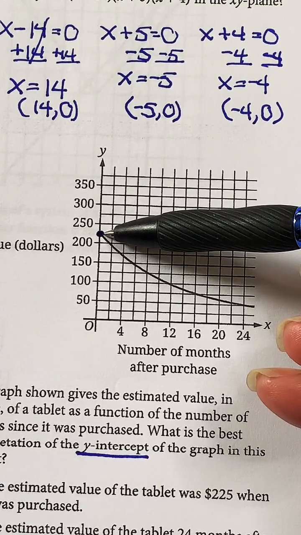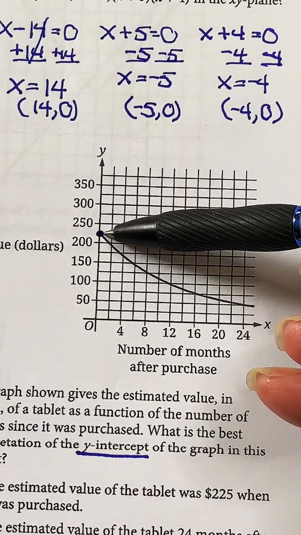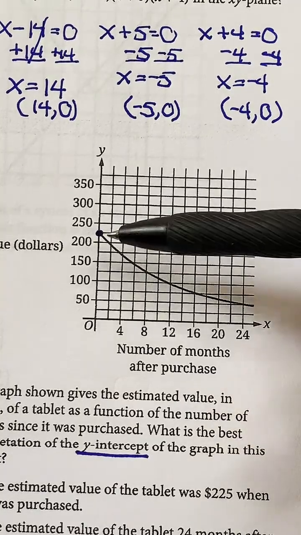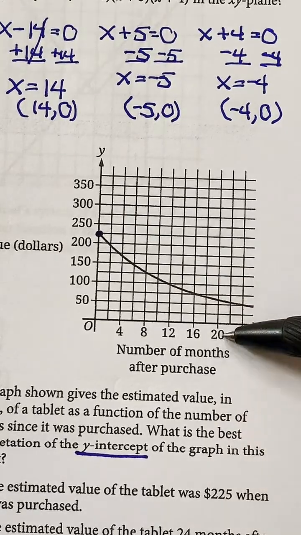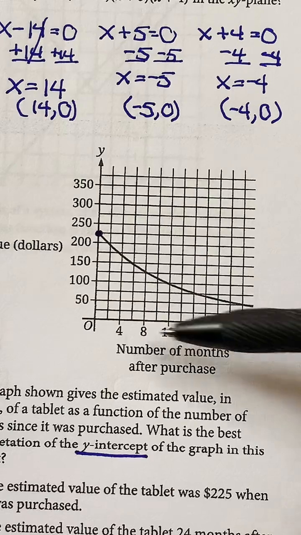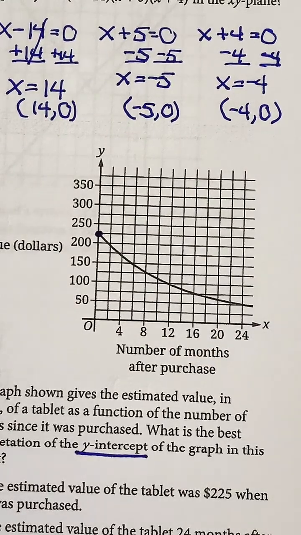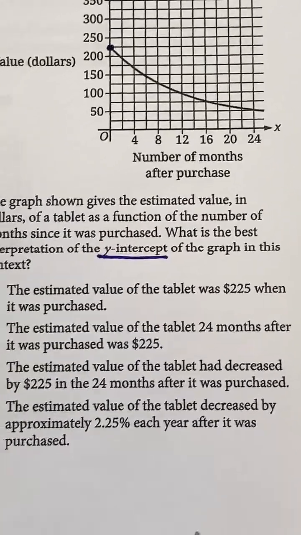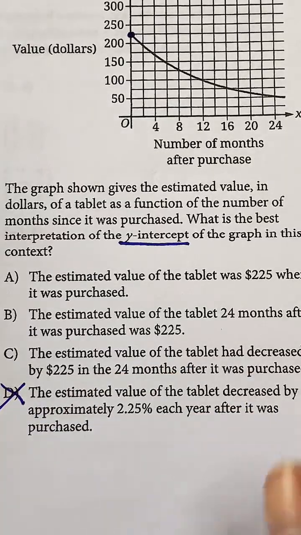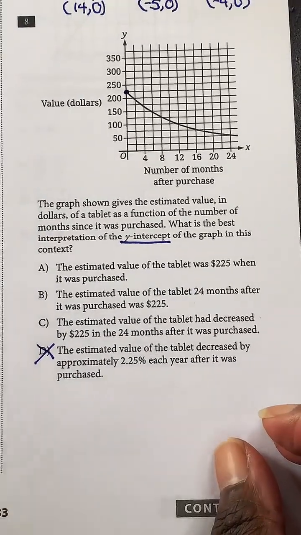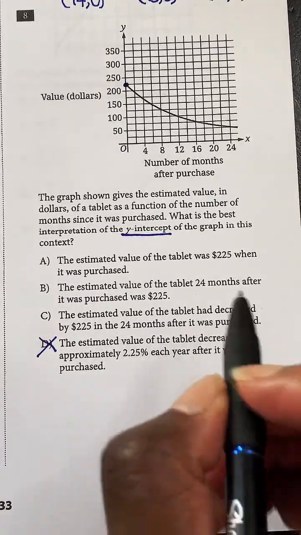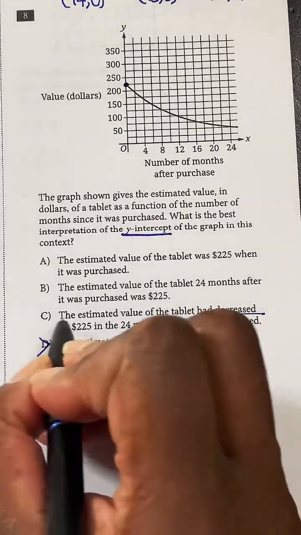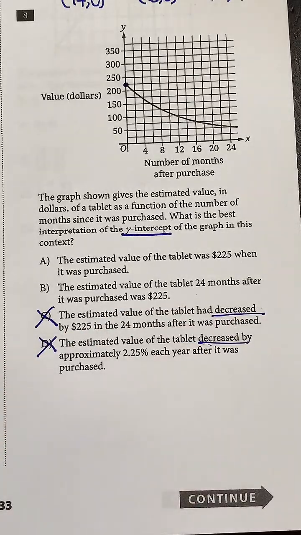Another name or phrase for the y-intercept is your starting point. It's usually where you start when you start graphing. So it's usually what happens in the very beginning at 0 months. If I go down up, it's not being decreased by anything. So D is out. It's not being decreased, so it's not C and it's not D.